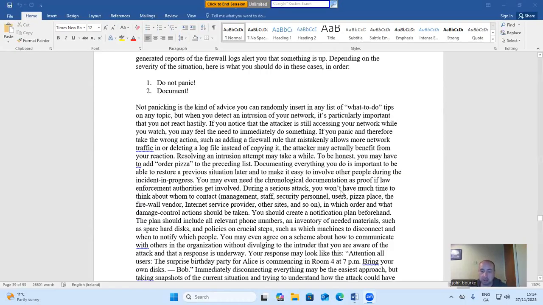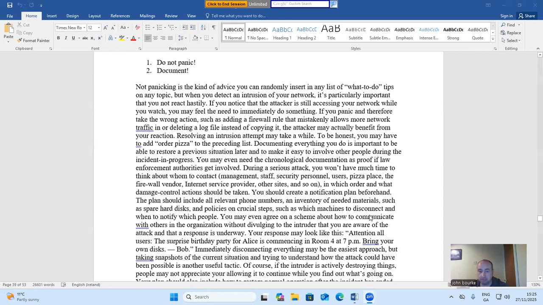During a serious attack, you won't have much time to think about whom to contact: management staff, security staff, personnel, users, pizza place, the firewall vendor, internet service provider, other sites, and so on. In which order, and what damage control actions should be taken. You should create a notification plan beforehand.